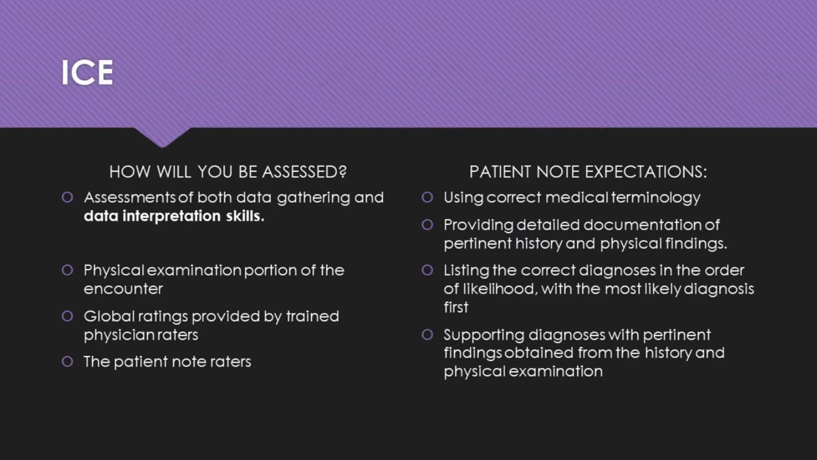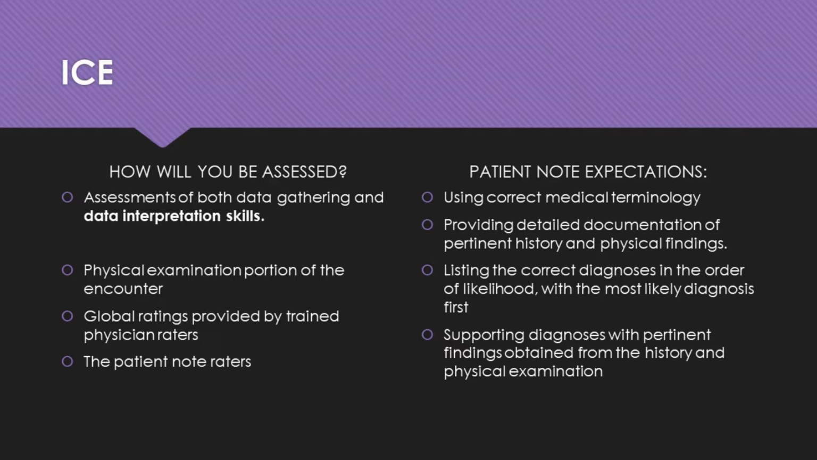So, for your patient note expectations, you'll be expected to write correct medical terminology, which means you can't say the patient has a pulled muscle. You have to say that he has a sprain. You can't use things like heart attack or tummy ache. You have to use specific terms like myocardial infarction or peptic ulcer disease. Providing detailed documentation of pertinent history and physical findings, which means you can't just say throat is clear. You have to write that the throat has exudates, etc.